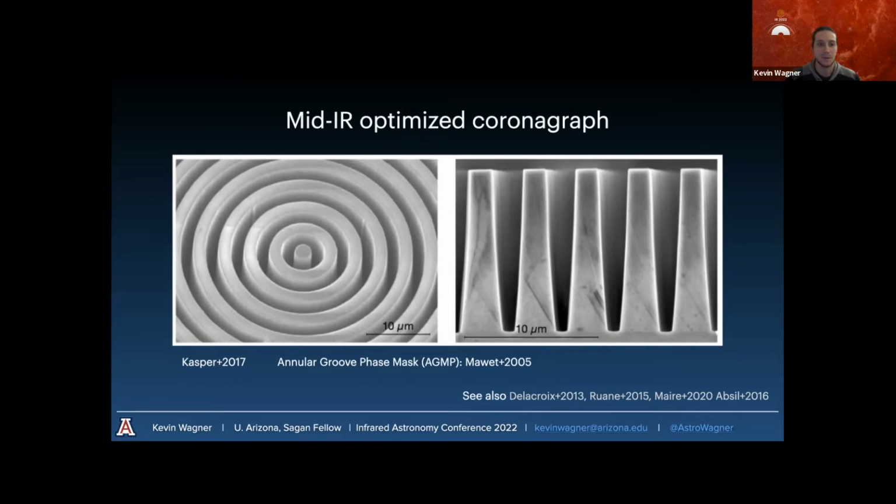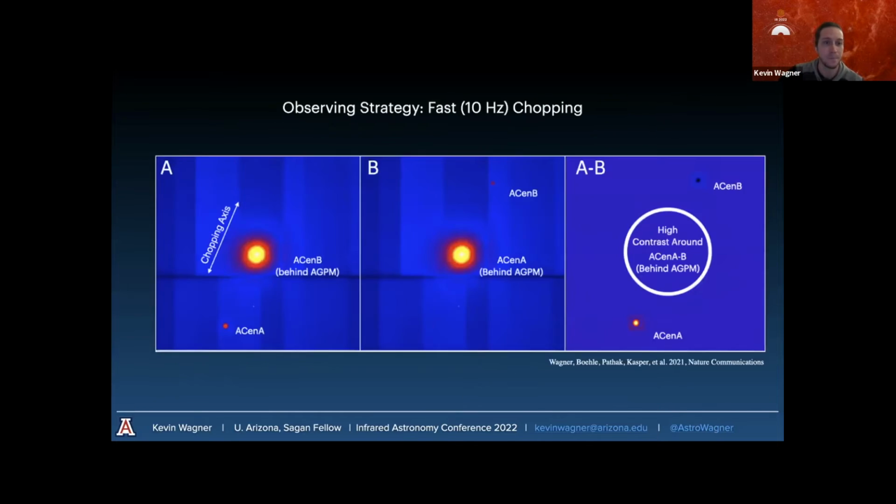And AGPMs have been widely used in the near infrared for exoplanet imaging and high contrast imaging in general. And the transition to longer wavelengths is actually kind of straightforward, as the etching pattern also scales with the wavelength. And so does the precision that we need to achieve.